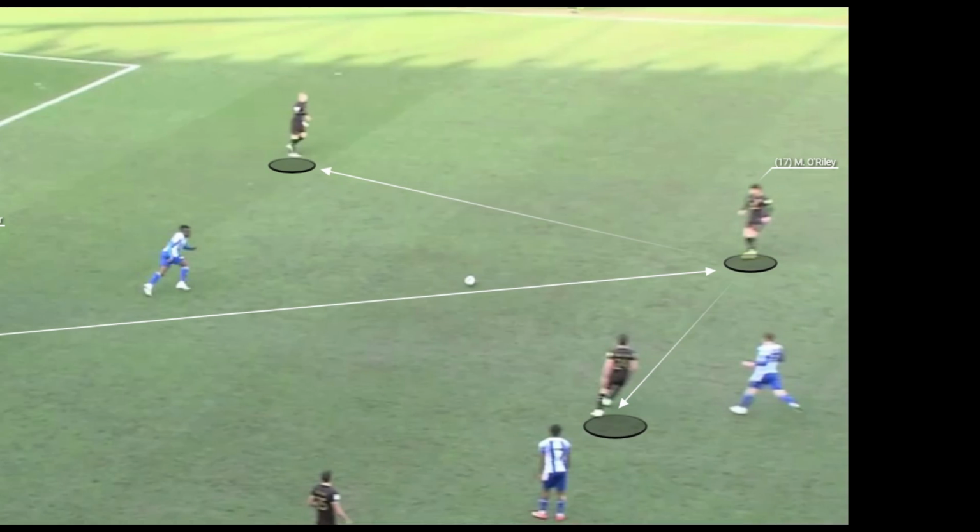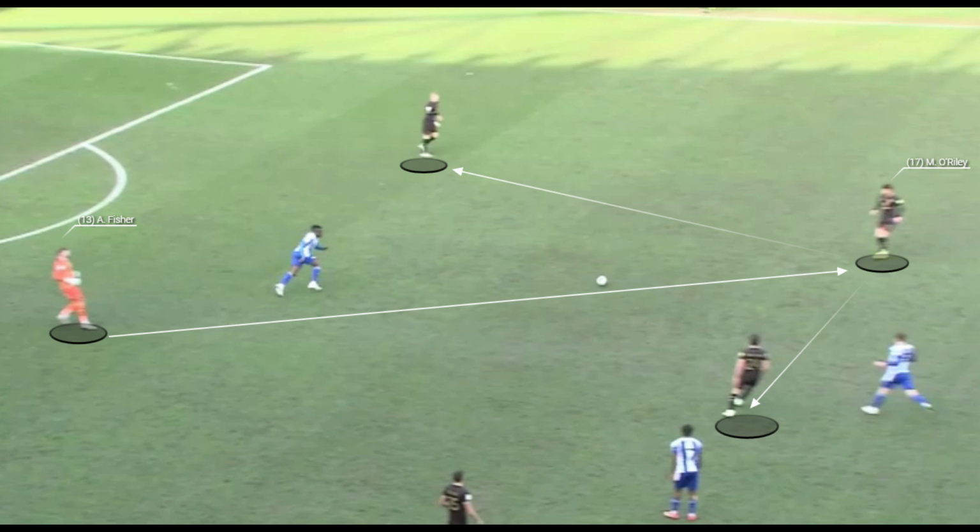The central midfielders move back towards the ball in order to receive it before moving it out to the wide central defenders or wing backs. It's also notable how proactive the goalkeeper, typically Andy Fisher, is in possession, and he is often positioned outside of his area, acting as another active part of the build-up for his team.